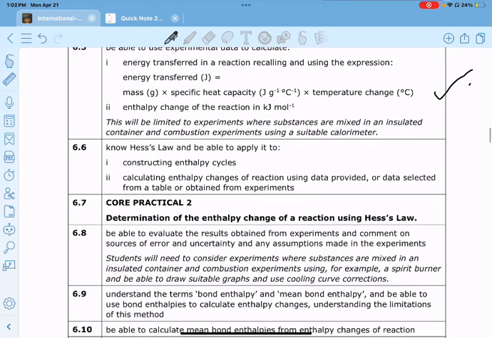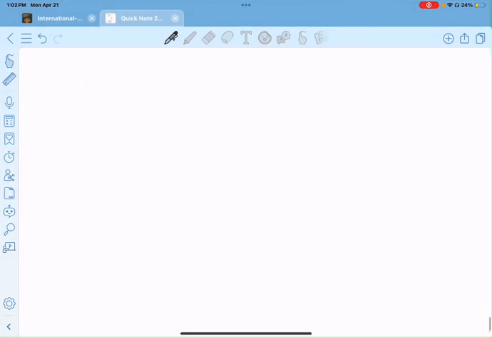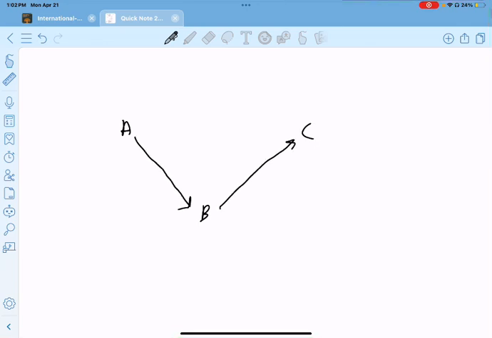So yeah, know Hess's law and be able to apply it to constructing enthalpy cycles, and calculate enthalpy changes of reactions using data provided or data selected. Okay, so what is Hess's law? Hess's law is defined as follows. Let me just draw this like this, okay? When you have three compounds, A, B, C. A reacts to B and B reacts to C.